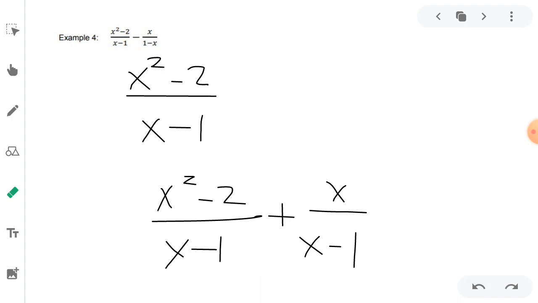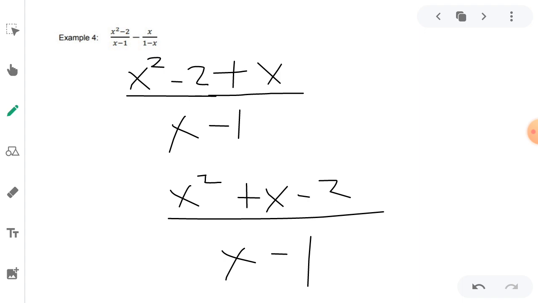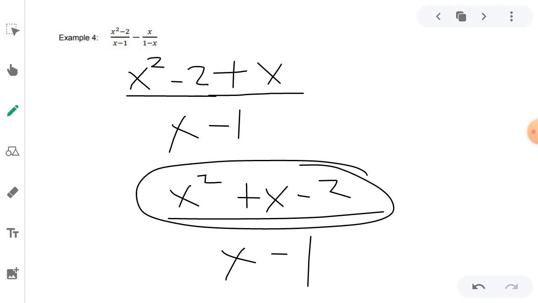magiging ganito na siya. So, x squared minus 2 plus x over x minus 1. So, next is iayos lang natin siya into standard form. So, x squared plus x minus 2 over x minus 1. So, ito na ba yung final answer? So, the answer is no, since the numerator is in trinomial form. So, we need to factor it out.